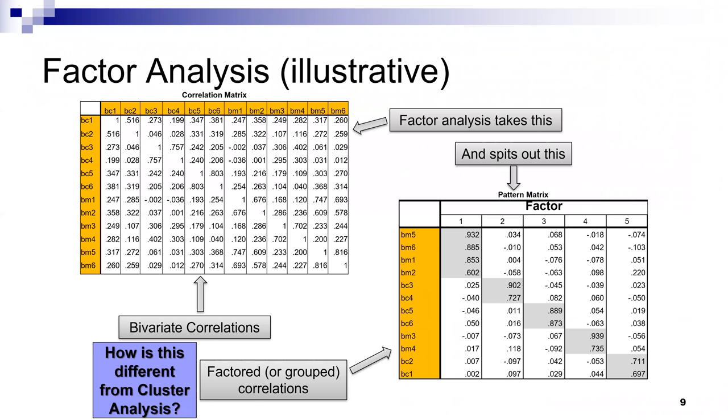This is a lot like cluster analysis. For those of you who do cluster analysis, it's bigger in marketing than in some of the other disciplines in the business school. But cluster analysis is just a 90-degree turn of factor analysis. In factor analysis, you are clustering variables or columns in your data set. In cluster analysis, you're clustering rows or people in your data set. So it's just a 90-degree shift.